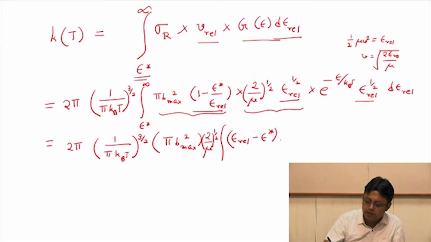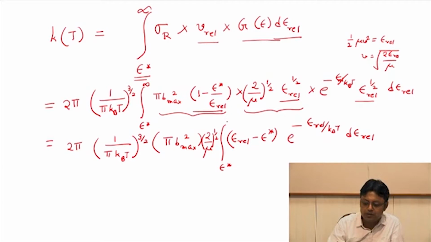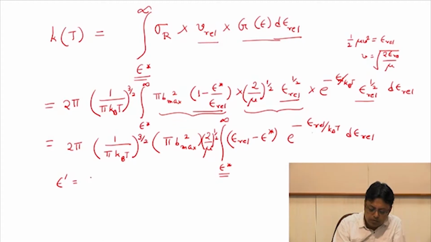And inside I have e to the power minus epsilon relative by kBT d epsilon relative, because I'm writing the distribution function also in the relative coordinate. Now we have to somehow use the gamma function, but we cannot use it because the lower limit is epsilon star, and also the variable here is epsilon relative. Now we can make a trick. Let us write a new parameter, epsilon prime, which is basically epsilon relative minus epsilon star.